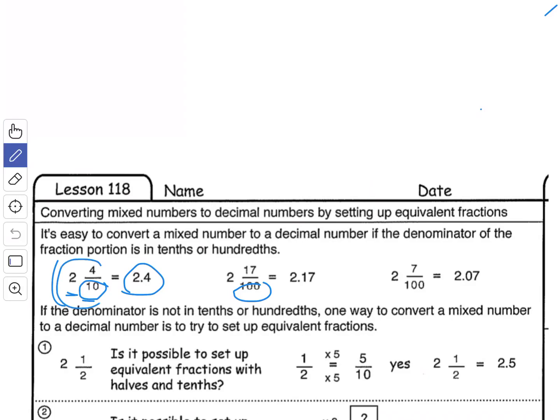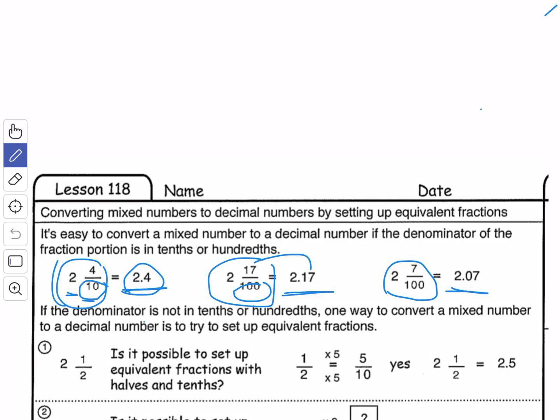So this one is easy, right? We've got 2 and 4 tenths, which can be written 2.4. This second one, 2 and 17 hundredths, is easy to write as a decimal number because we can write 2.17. You just copy the 17 over. And then here's 2 and 7 hundredths, and you can see how to write that as a decimal. That's a reminder, you've already learned how to do that.